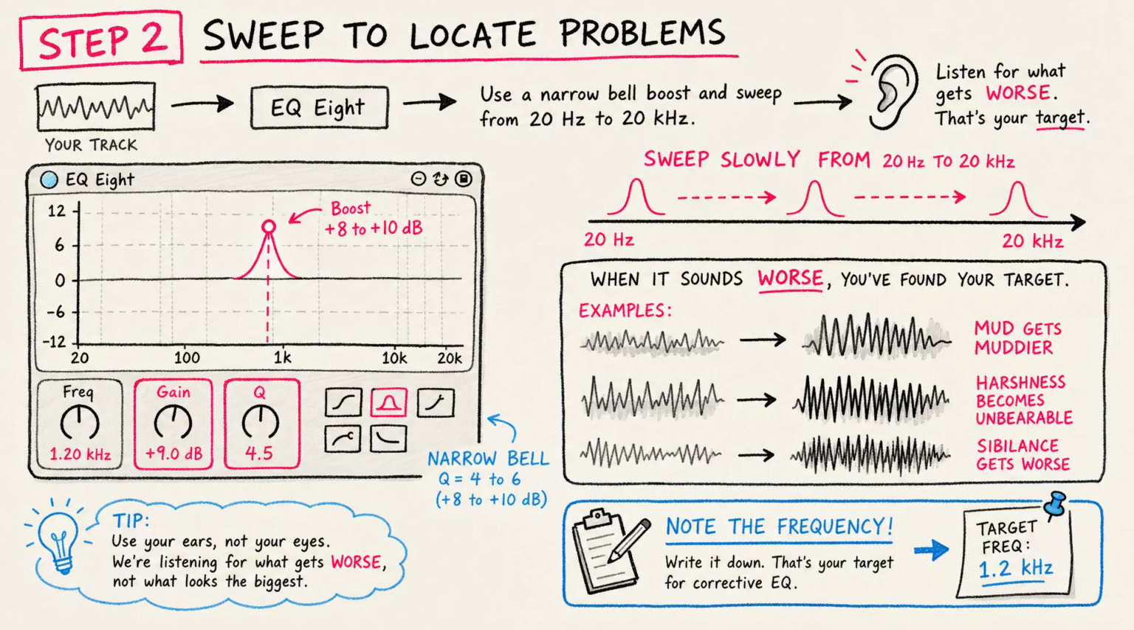Add EQ Eight to the track. Create a narrow bell boost of +8 to 10 dB with a Q of 4 to 6, and slowly sweep from 20 Hz to 20 kHz. When you hit a frequency that makes your written problems worse, the mud gets muddier, the harshness becomes unbearable, you've found your target. Note the frequency.